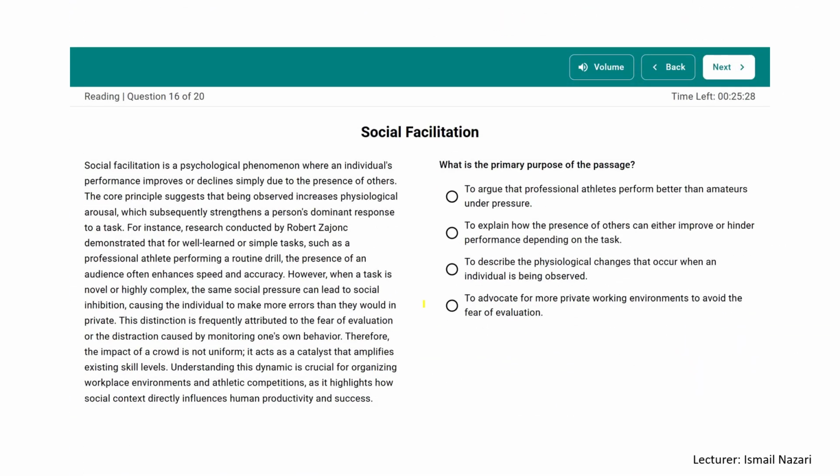Let's get into the next part. What is the primary purpose of the passage? So it's yours.